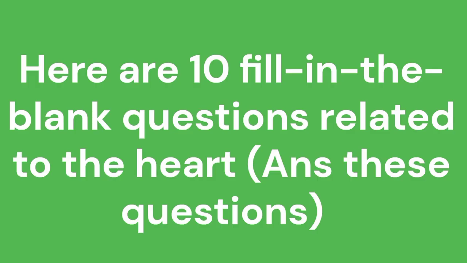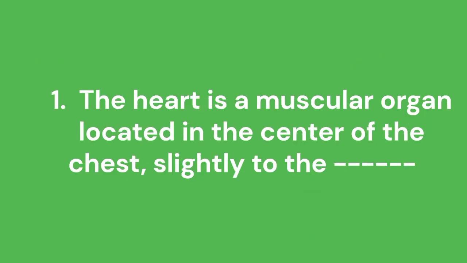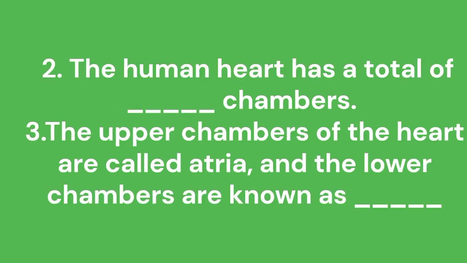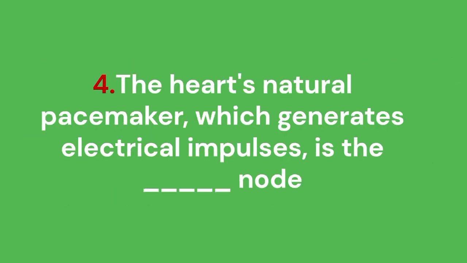Here are 10 fill-in-the-blank questions related to the heart in the English language, along with their answers. The heart is a muscular organ located in the center of the chest, slightly to the ___. The human heart has a total of ___ chambers. The upper chambers of the heart are called atria, and the lower chambers are known as ___. The heart's natural pacemaker, which generates electrical impulses, is the ___ node.